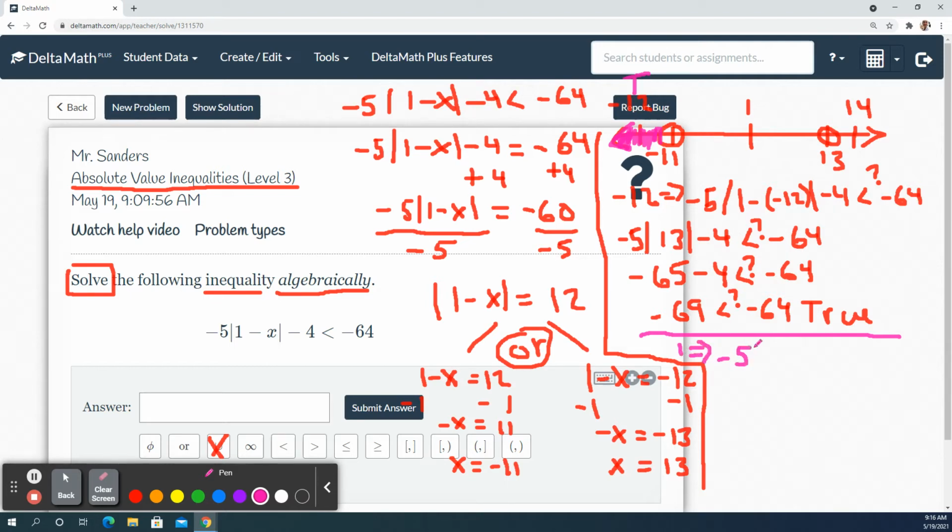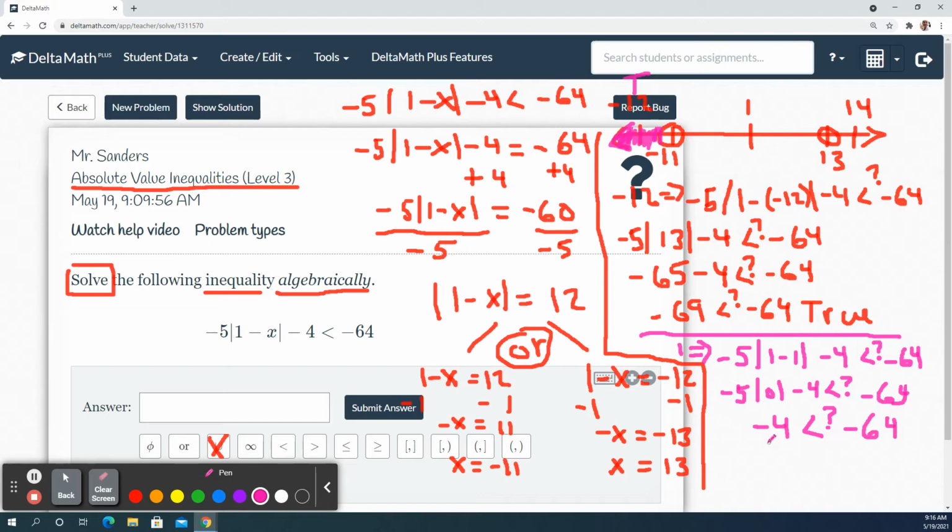Negative 5, absolute value of 1 minus 1, minus 4, checking to see if it's less than negative 64. Negative 5, absolute value of 0, minus 4, less than or equal to negative 64. All of this zeroes out. Absolute value of 0 is 0. 0 times 5 is 0. That leaves minus 4 less than negative 64.